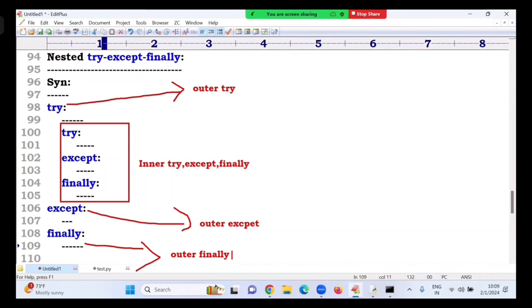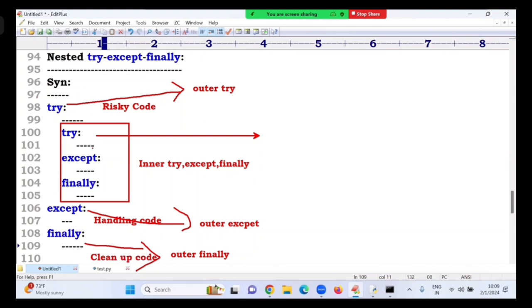Sir, already we discussed, in the try block, which type of code do we have to write? Risky code we have to write into the try block. In the except block, handling code we have to write. And inside the finally block, cleanup code we have to write. We are getting clarity up to here.